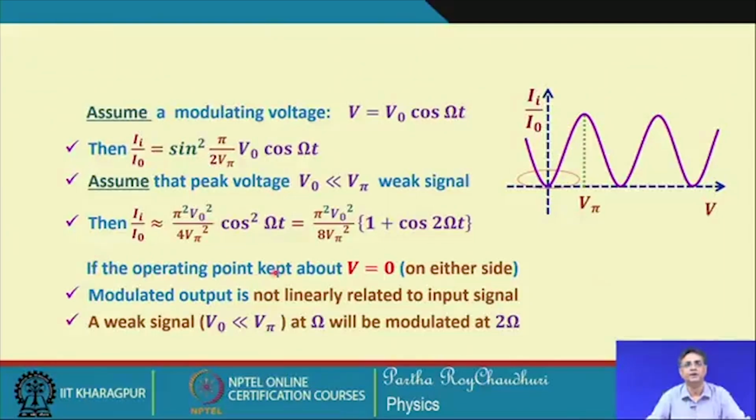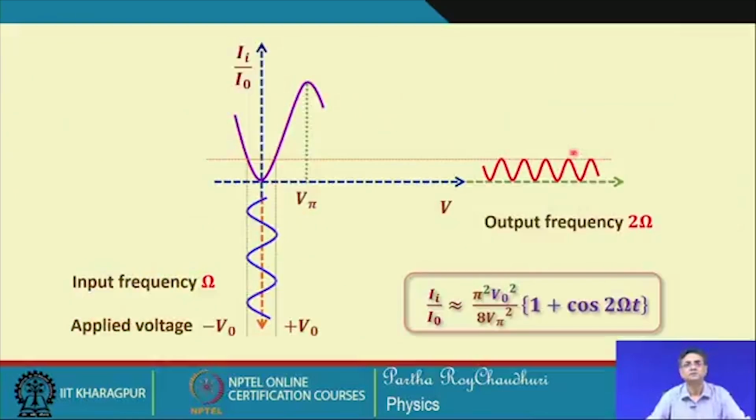So, if the operating point is kept about V equal to 0, then the input, that is the modulating voltage, can go on either side of the 0, from plus V to minus V. As a result, this will be modulated twice. So, the modulated output is not linearly proportional to the input, but under this weak signal condition, omega will be modulated at twice omega. So, you get a modulation frequency which is double the input.